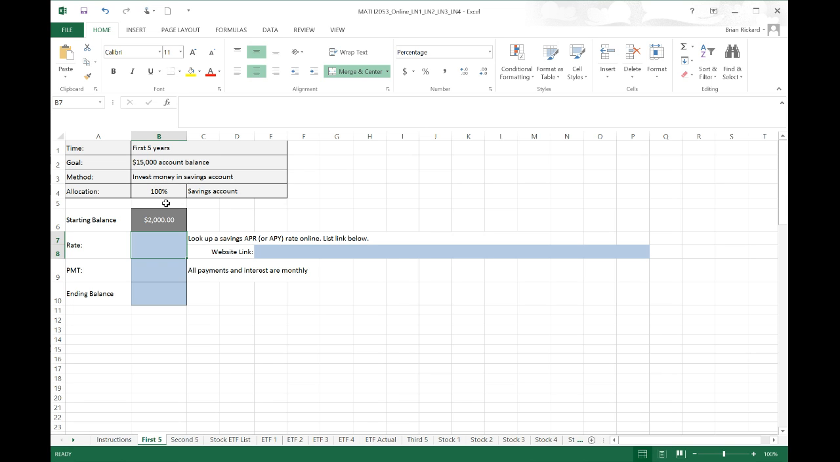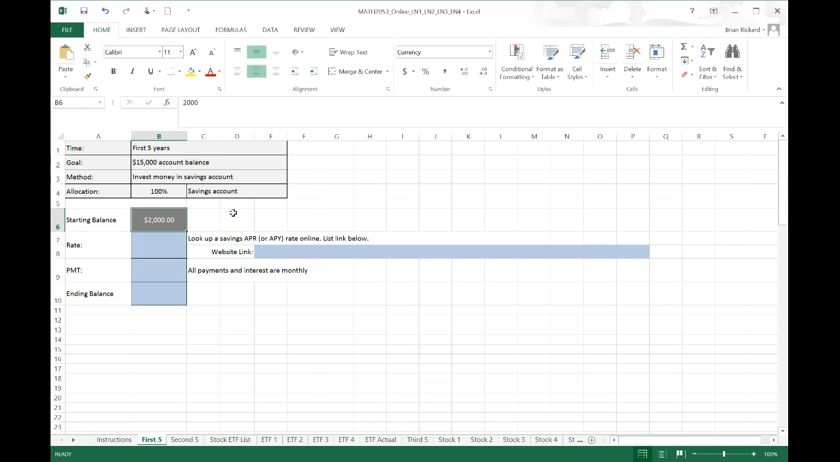Different classes will get different amounts of money, so don't worry if these numbers don't match the project you were emailed. The basic idea of the project will remain the same, but in this example, we're starting with $2,000 and we want to finish up with $15,000. All of that money is going to go into a savings account. So what we need to do is find a rate for a savings account.